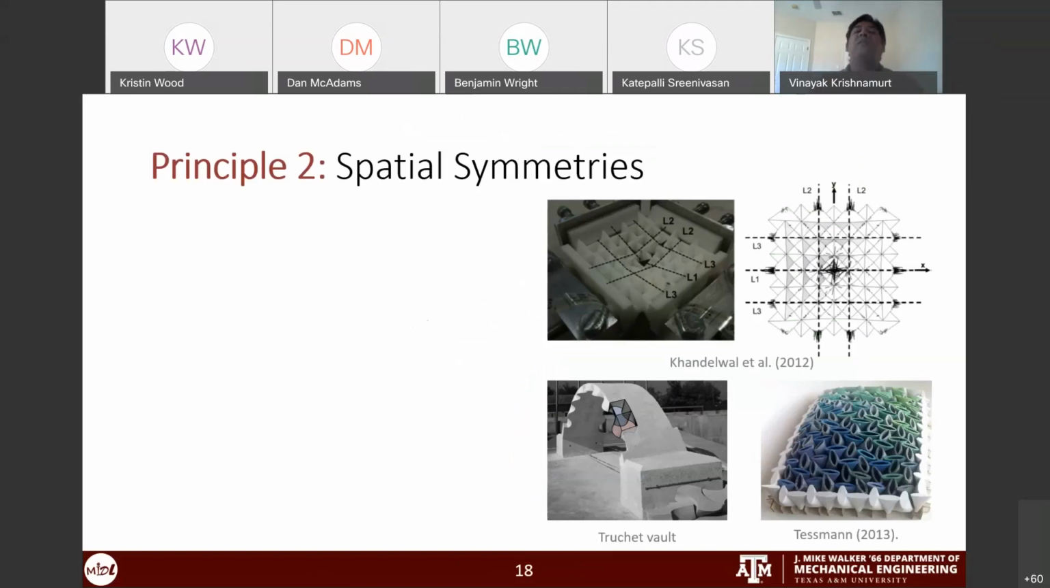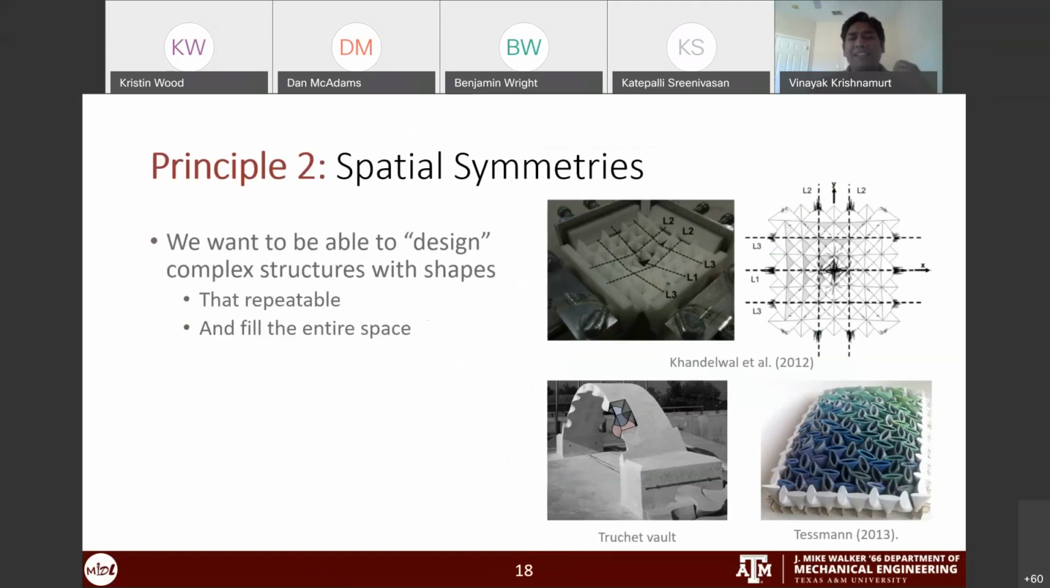The second principle for partitive solid geometry comes from spatial symmetries. Okay, so if you look at the previous video, the shapes are mildly interesting, but for us to be able to do something interesting with them, in terms of engineering design or product design, we want to be able to design complex structures that are A, repeatable, and B, fill space. We know how to fill space, but we don't know how to make them repeatable.